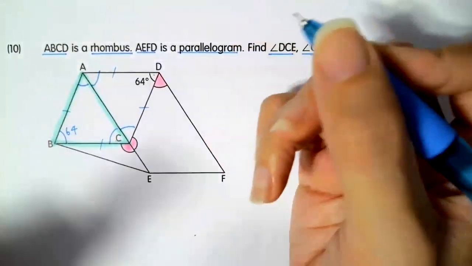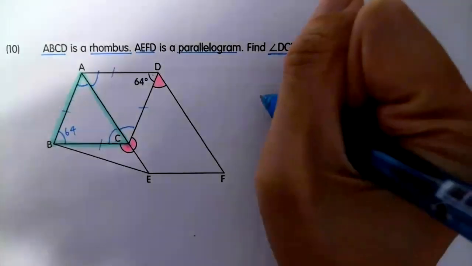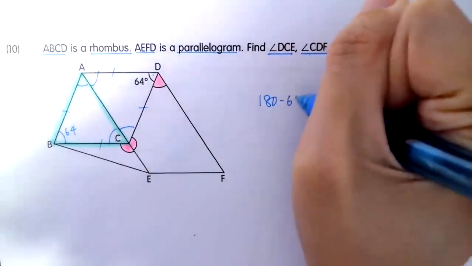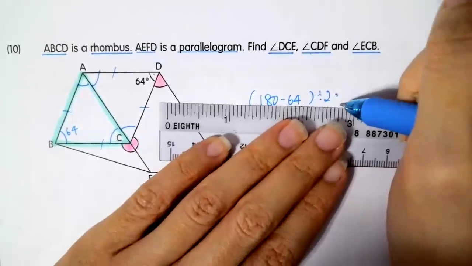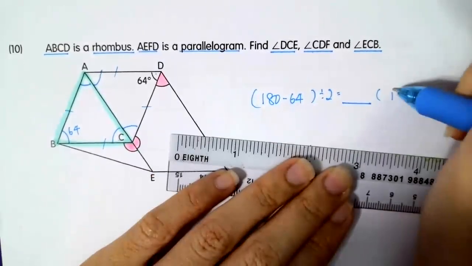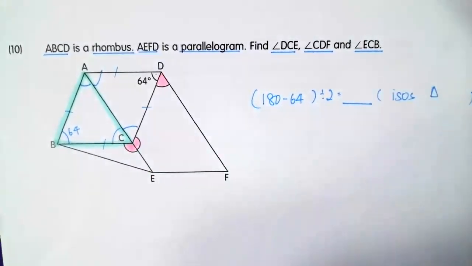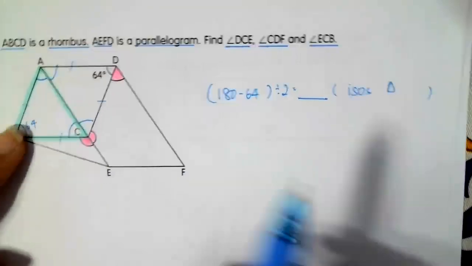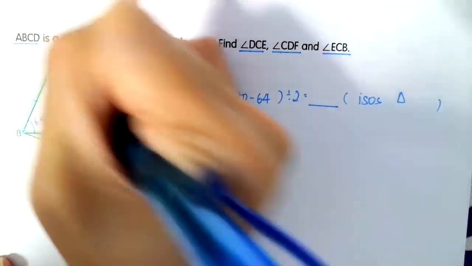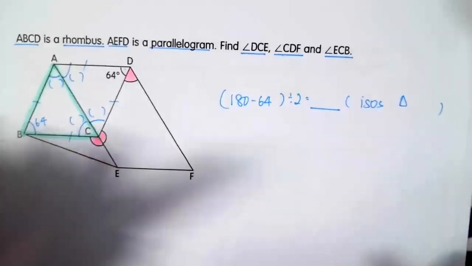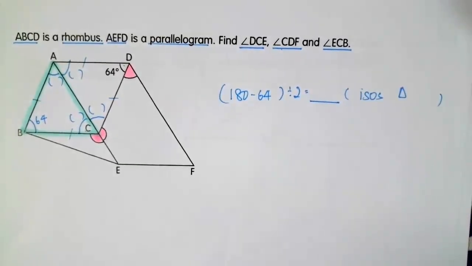Okay, so how do I find these 2 angles? Very simple. 180 minus 64, and then you divide by 2. So the rule for this, of course, will be isosceles triangle. Okay, 180 minus 64 divide by 2. You will end up with the answer for all these 4 angles because they are all the same. All right, now, next step.